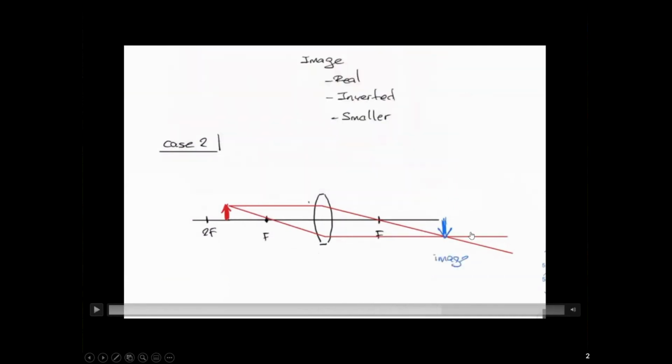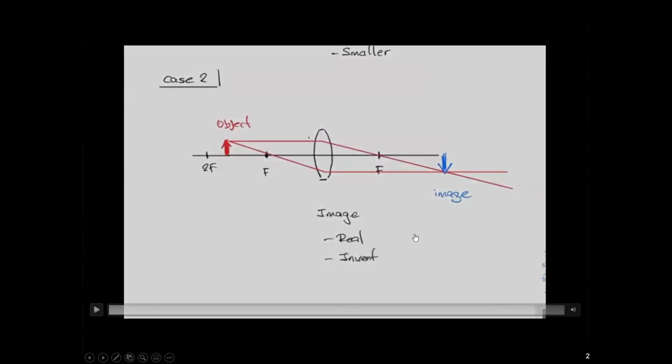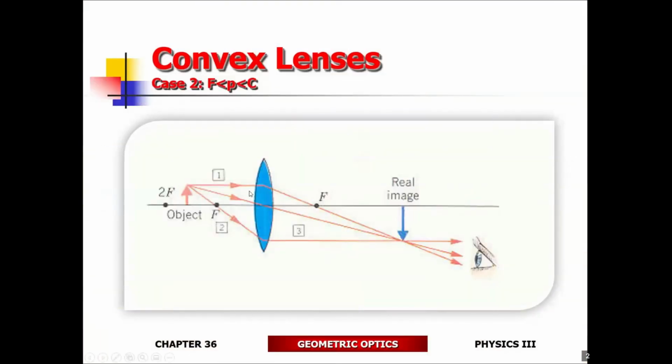Once again, it's going to be inverted. It's going to be in the real space. This time, it's going to be larger. It's not that easy to tell by looking at this, but the image is going to be real, inverted, and larger. Using the 3 ray tracing rules, we'll find the image here. It's going to be inverted and it's going to be larger.